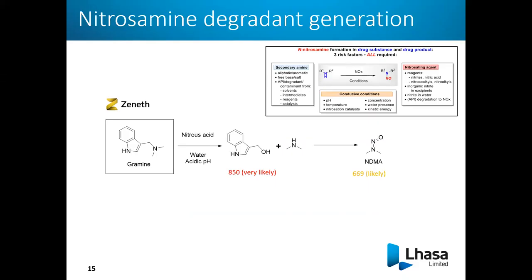So just as a reminder of the risk factors that I mentioned earlier. For example, if I submit a gramine to Zenith and said, I have a source of nitrous acid and there's water present at an acidic pH, I would get this predicted pathway, whereby the amine undergoes acid catalyzed hydrolysis to form DMA. This can then be nitrosated to give NDMA. There is also a direct pathway to NDMA via the tertiary amine. This pathway is also covered by one of Zenith's rules, but wouldn't be predicted as likely due to the tertiary amine nature.